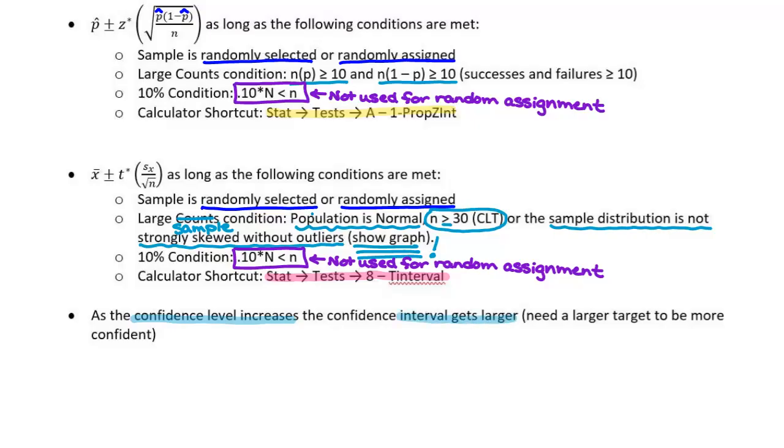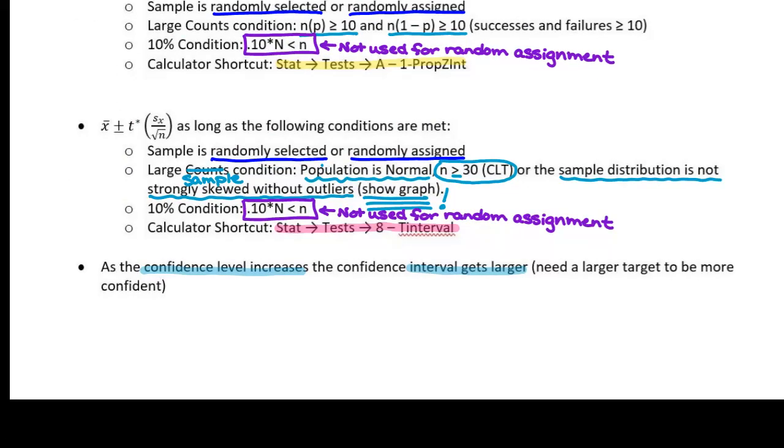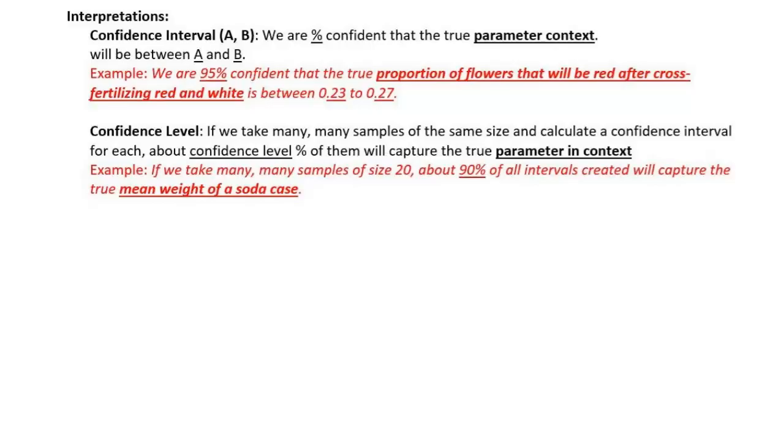All right. And then we have our interpretations. When we interpret the confidence interval, we are blank % confident that the true, whatever our parameter is, will be between A and B. Don't forget, you're going to have to define your parameter. Let's make a note of that.